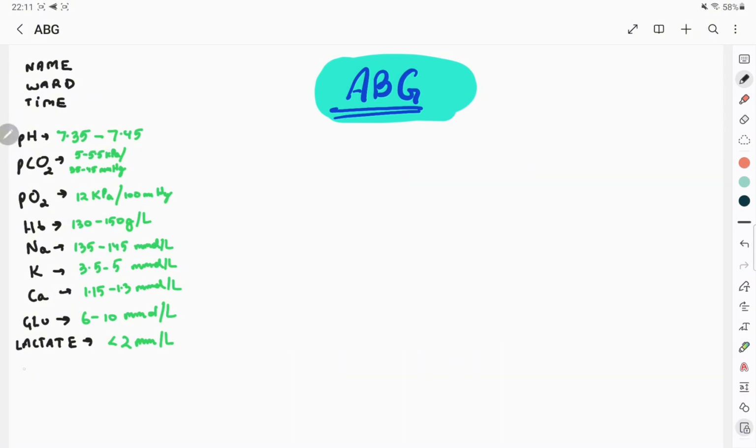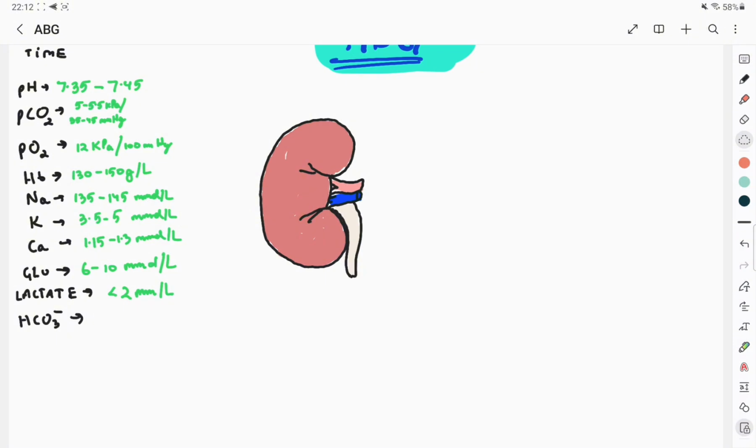Now let's tackle the metabolic engine of our acid-base balance, bicarbonate. While your lungs manage volatile acid by breathing out carbon dioxide, your kidneys are responsible for regulating bicarbonate. Think of bicarbonate as the body's natural chemical sponge. Its primary job is to soak up and neutralize excess acid ions in the blood.